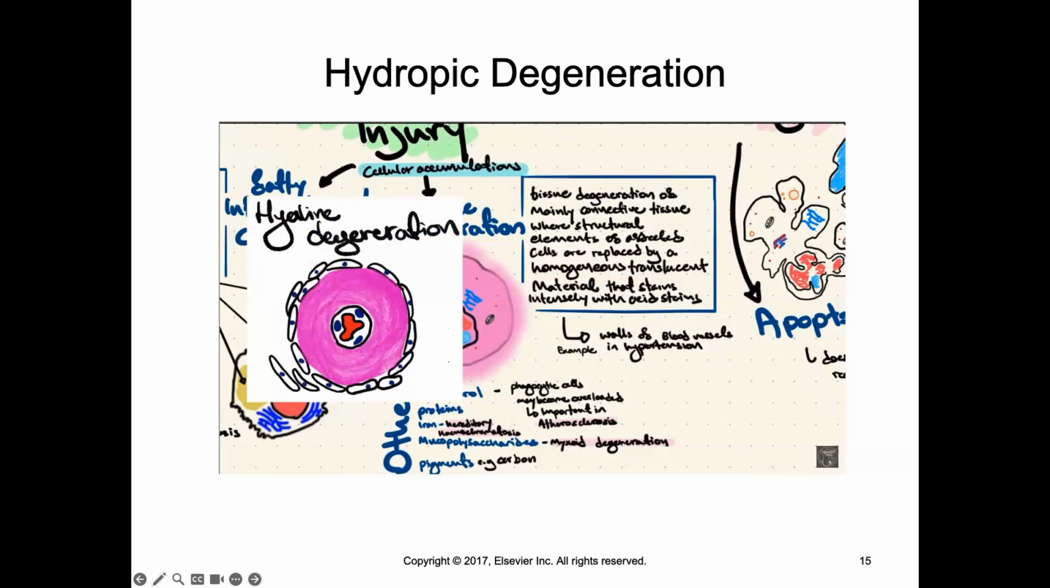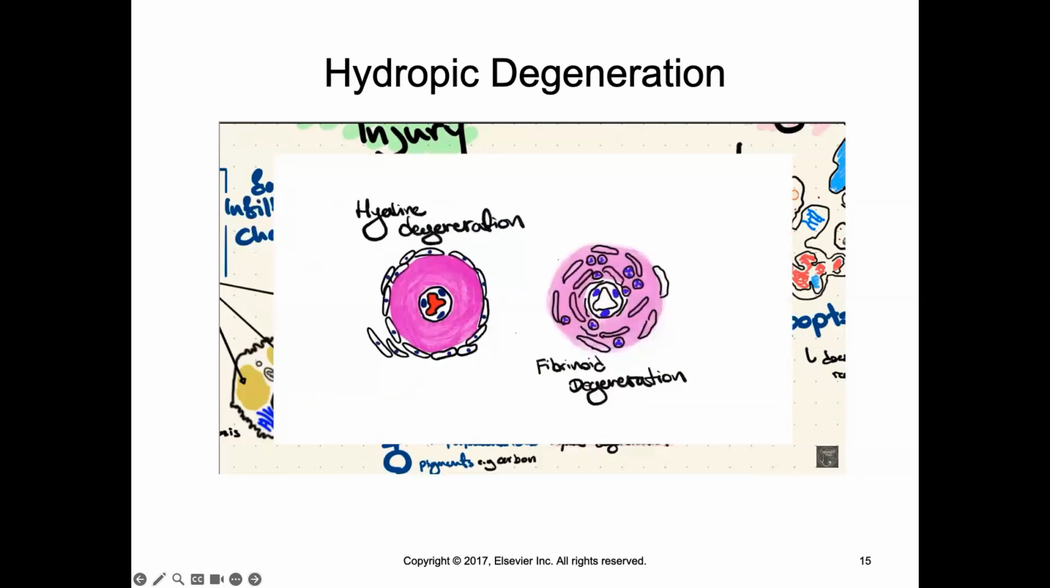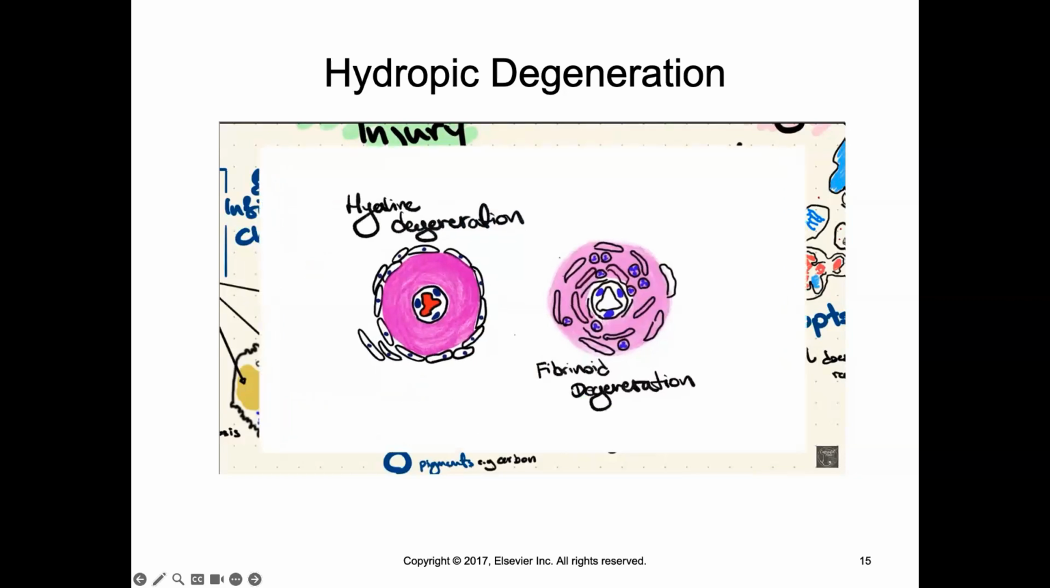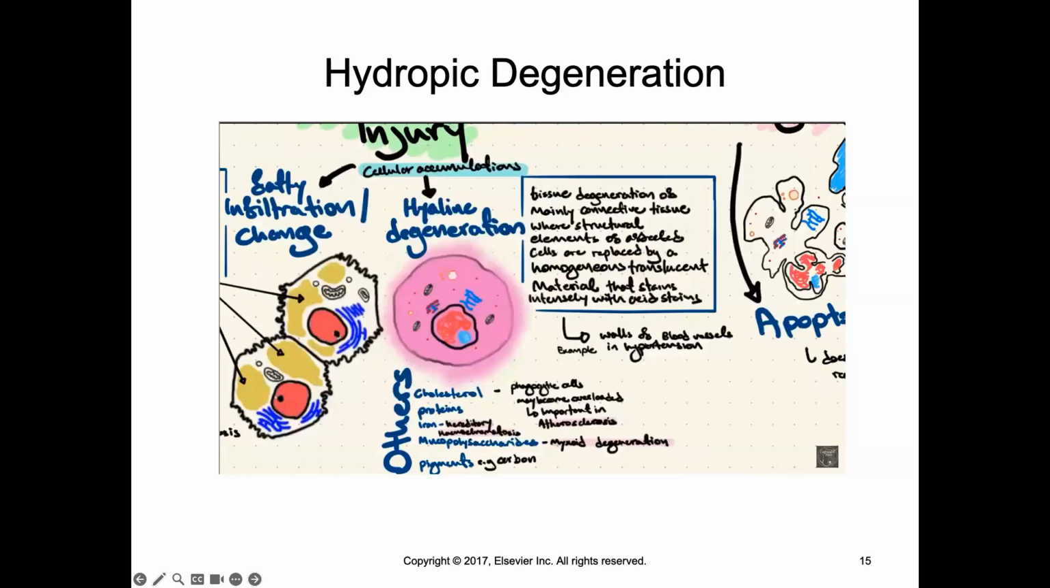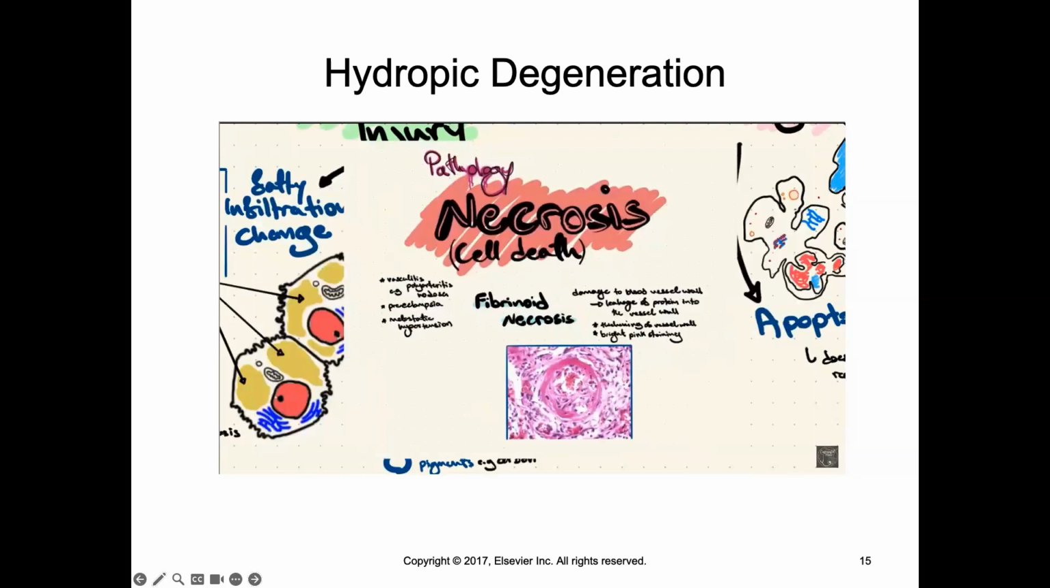It's important to note that hyaline degeneration is different from fibrillar necrosis, which is cell death, although they may appear similar in histology, i.e. a bright pink color. We will discuss fibrillar necrosis in a lot more detail in the next video about necrosis.